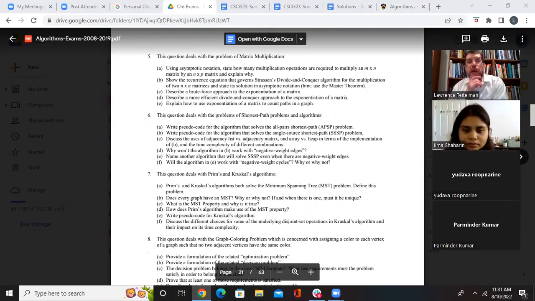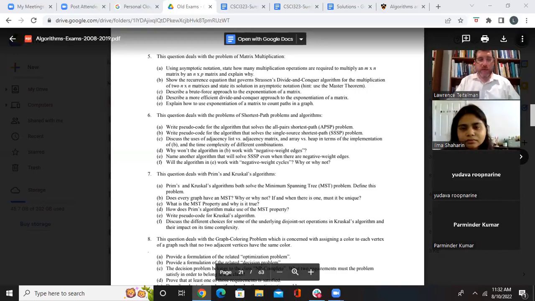Describe a more efficient divide and conquer approach to the exponentiation of a matrix. Anyone know what to do there? Let's say we want to find a to the p power. How do we do that? I'll give you a hint. Think about how to do it where a is a scalar to the p power. Remember, we did a to the p over 2 and multiplied that by a to the p over 2, but it's the same subproblem, right? So you're doing the same subproblem on the left and the right.